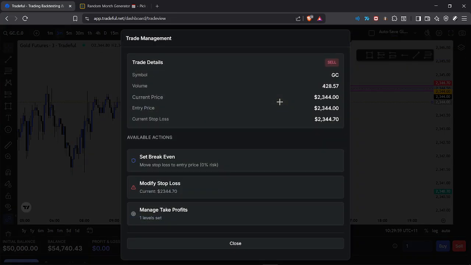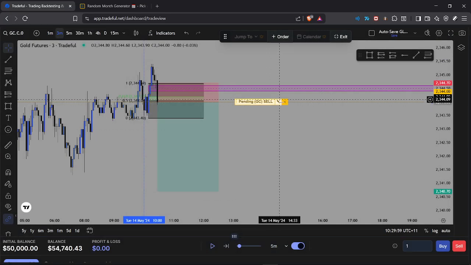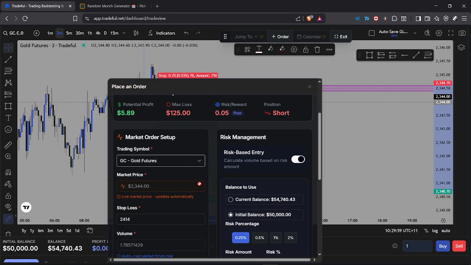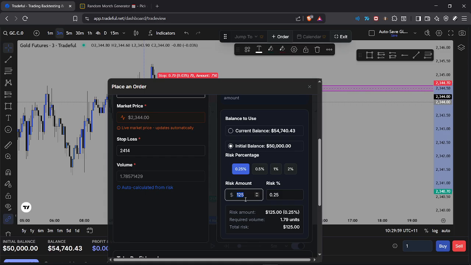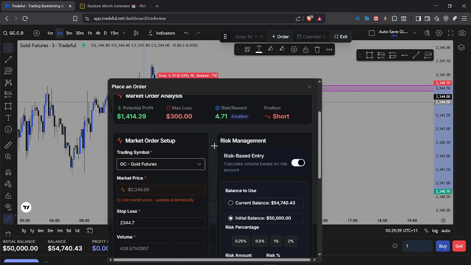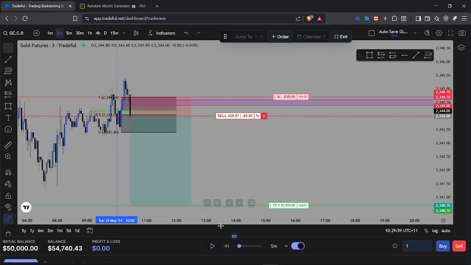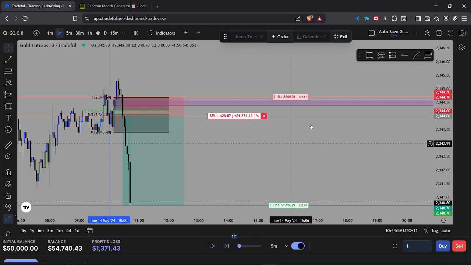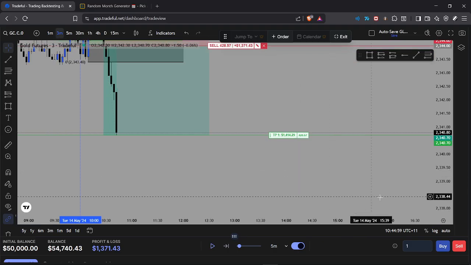Oh wait. Some market order. 300. 2344.7. Yeah, 4.71 looks right. Okay. What? Wait. Why did that not hit TP?